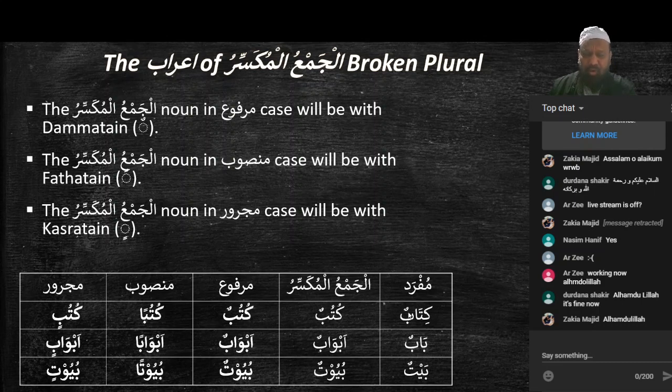Next, babun, which is mufrad. Jama mukassar is abwabun. Marfu case abwabun. Mansub case abwaban. Majroor case abwabin. Baytun, house. Jama mukassar is buyutun.